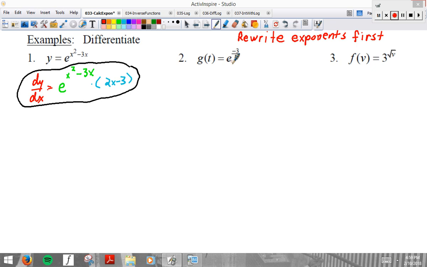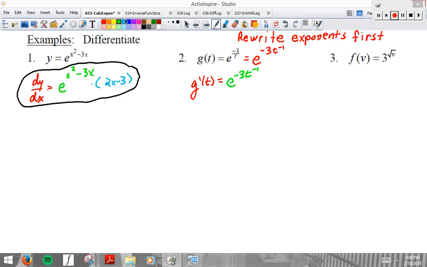So for instance, on this one, it might be helpful to notice that's e to the negative 3t to the negative 1 power, since we're going to have to differentiate it. So that makes g prime of t equal to, notice I took the derivative of the left-hand side also, and we're going to copy that word for word, e to the 3t to the negative 1 power. That's t to the negative 1, not t minus 1.